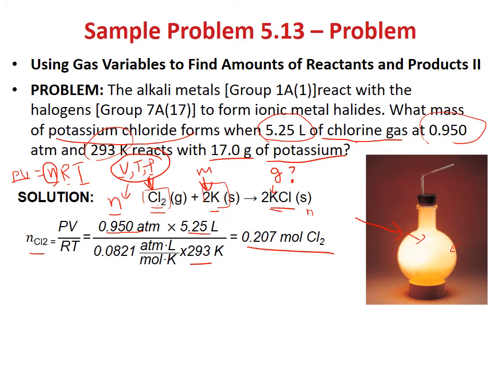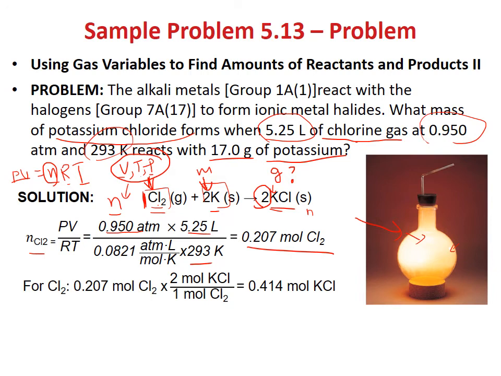Then we calculate how much product is formed, and the ratio is 1 to 2. Using the number of moles of chlorine, 1 mole of chlorine is equivalent to 2 moles of potassium chloride, and that gives you 0.414 moles of potassium chloride. So that's from chlorine.